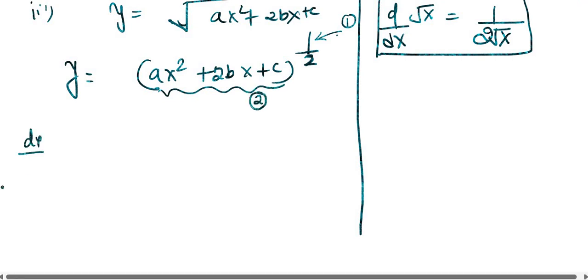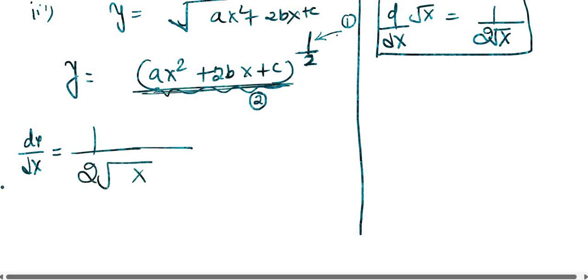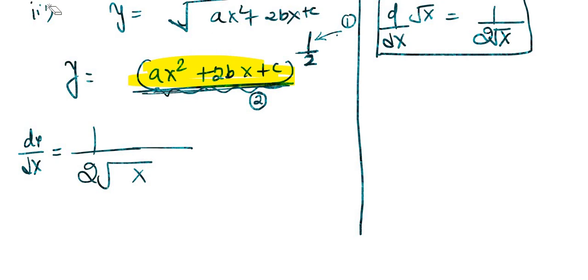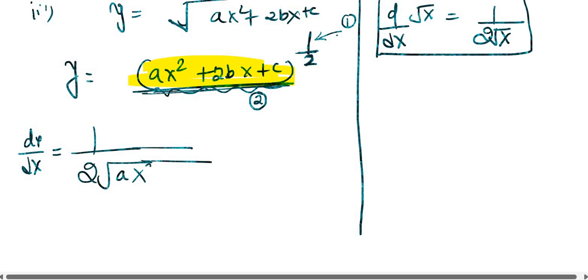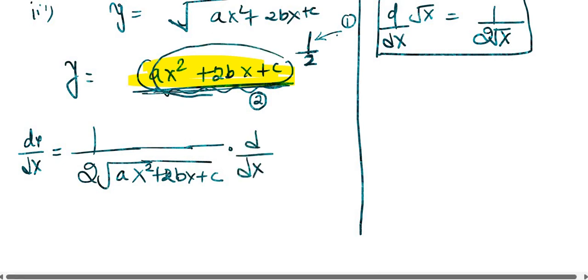So dy by dx will be, what is the derivative of root of x? It is 1 by 2 root of x. Correct. But here instead of x, what was there? Instead of x, this was this. So I will copy the entire function because I am assuming it to be x. So 2 root of ax square plus 2bx plus c. Now second, we are ready to do what I was assuming as x.